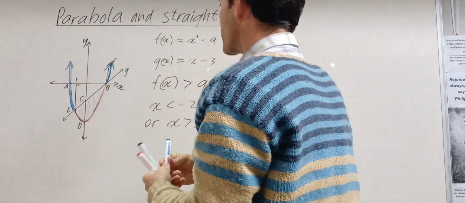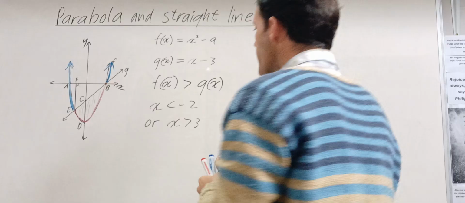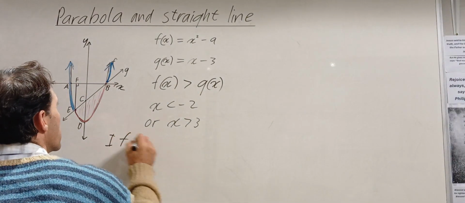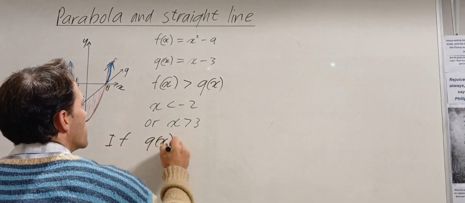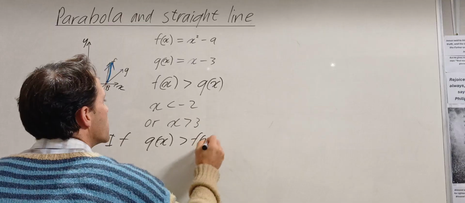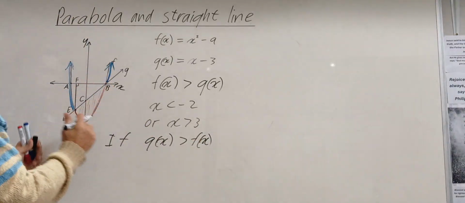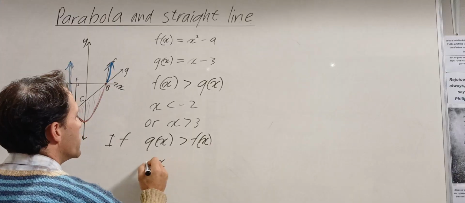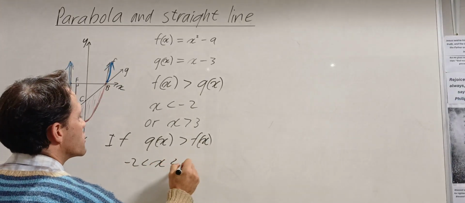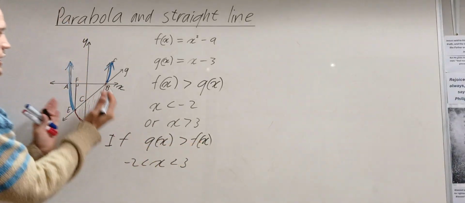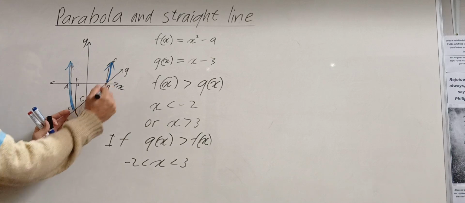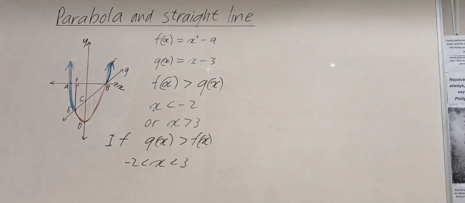If the question was the other way around, if the question said, where is gx bigger than fx, where's the straight line bigger than the parabola, it's this part in the middle, then your answer would have been x must be bigger than negative 2 and smaller than 3. Then it's between the two, that the straight line is bigger than the parabola.